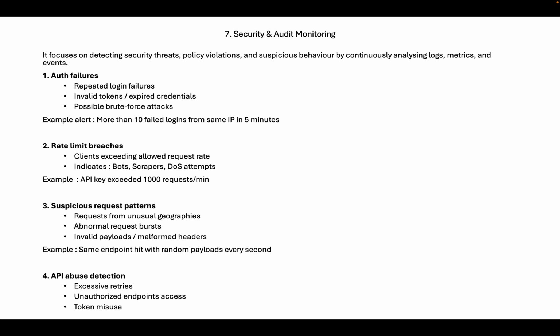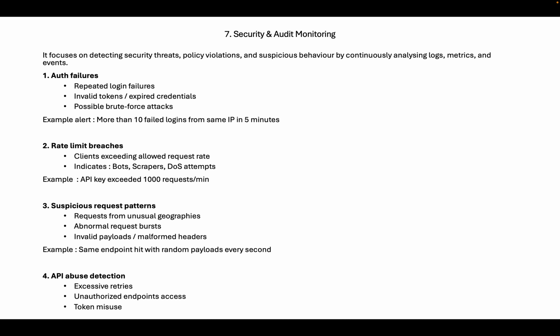Second thing is rate limit breaches. It includes clients exceeding the allowed request rate, which indicates bots, scrapers, or DoS attempts. For example, an API key exceeded 1000 requests per minute. Third thing is suspicious request patterns. It includes requests from unusual geographies, abnormal request bursts, invalid payloads, and malformed headers. For example, the same endpoint hit with random payloads every second.